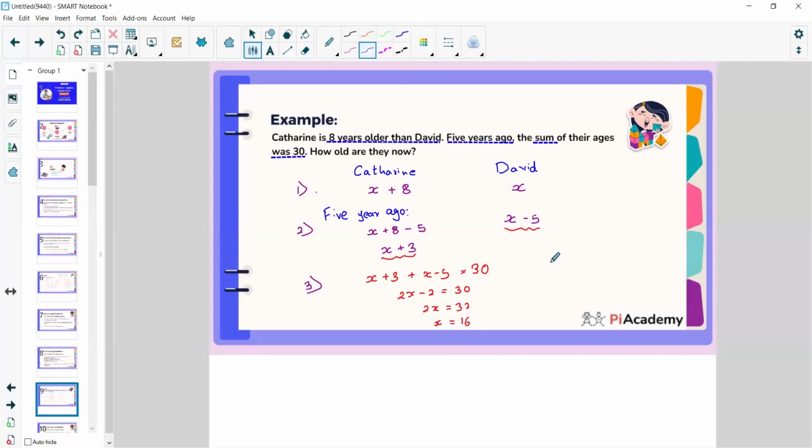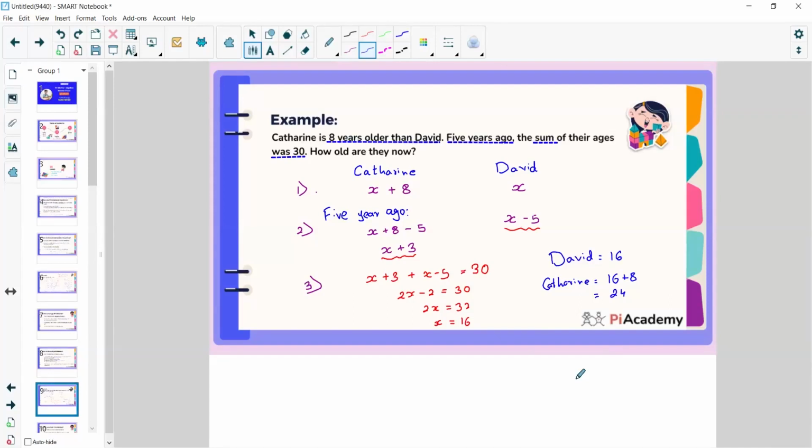This means David was X years old currently. So David is 16 years old now. And what about Catherine? Catherine is X plus 8. So I need to substitute the value of X as 16. So it is 16 plus 8, which is 24. Hence, David is 16 years old and Catherine is 24 years old.